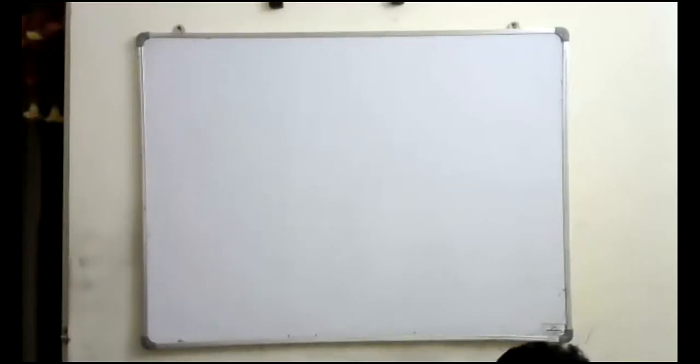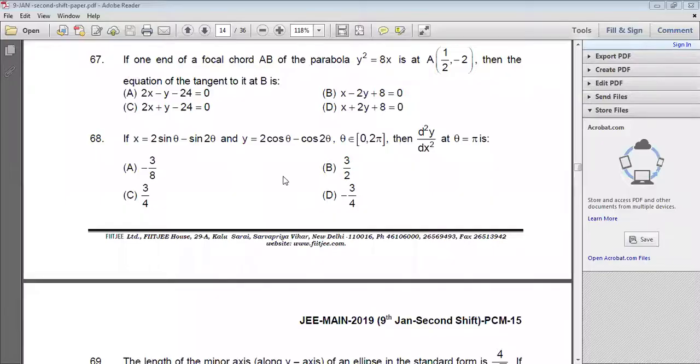Okay, once observe these problems. Once observe this problem number 68. Look at that problem where x value is given, y value is given. Then you have to find the second derivative with respect to x when theta is equal to pi. Okay, just observe this problem. This was given in the 9th January, second shift, 2019.